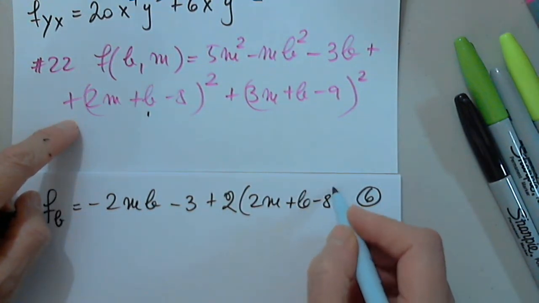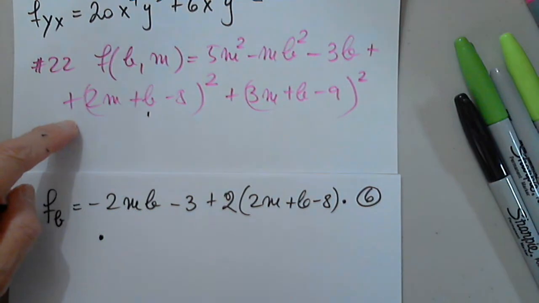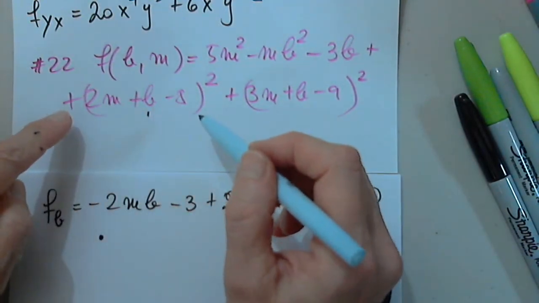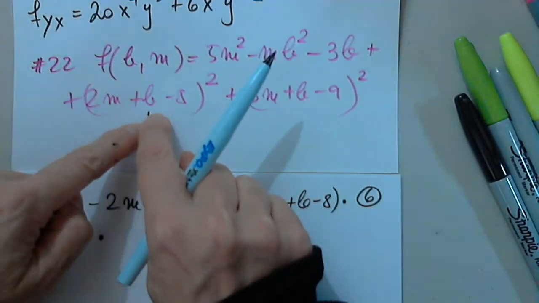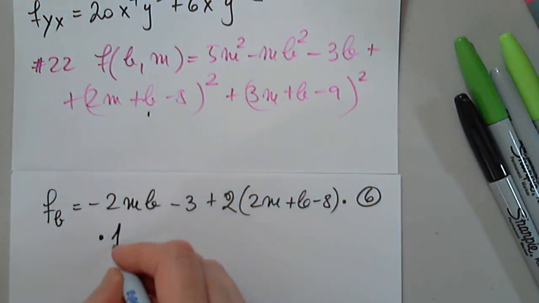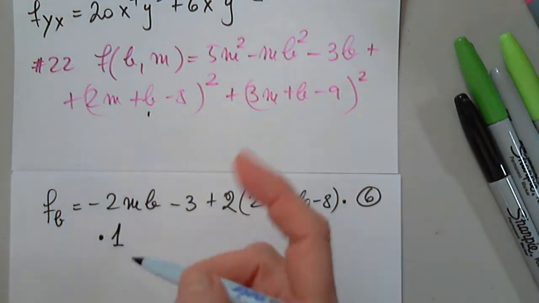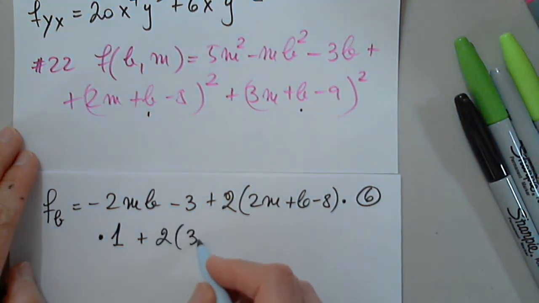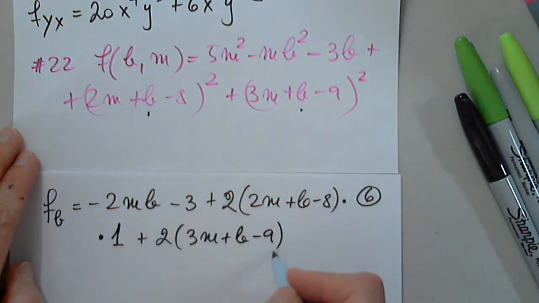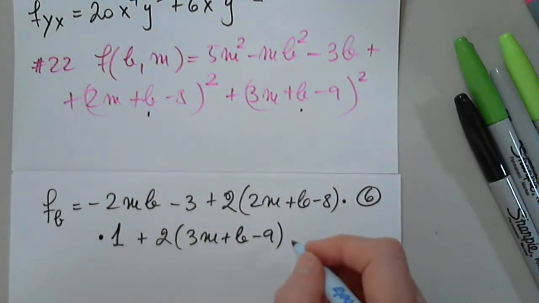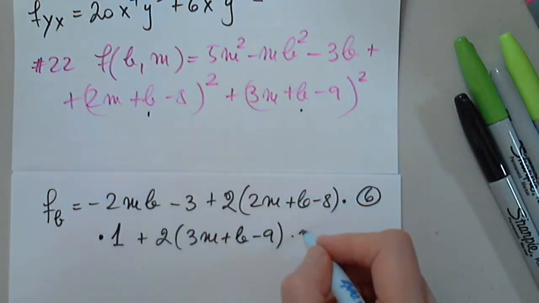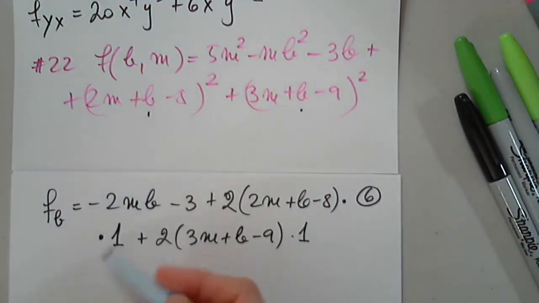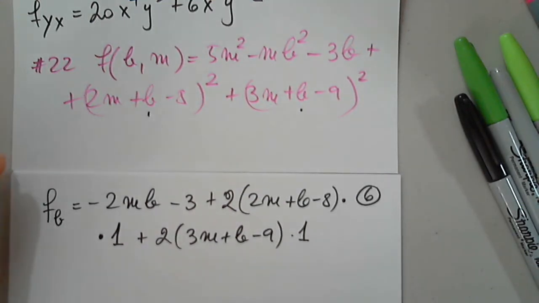2 times (2m plus b minus 8), times the inner function prime, but this is 0 and this is 1. So I'm going to write 1 so you know where it's coming from. Plus, I'm differentiating with respect to b, 2 times (3m plus b minus 9) to the 2 minus 1, times 1, because when I differentiate b, I get 1. Of course, you can omit the 1.